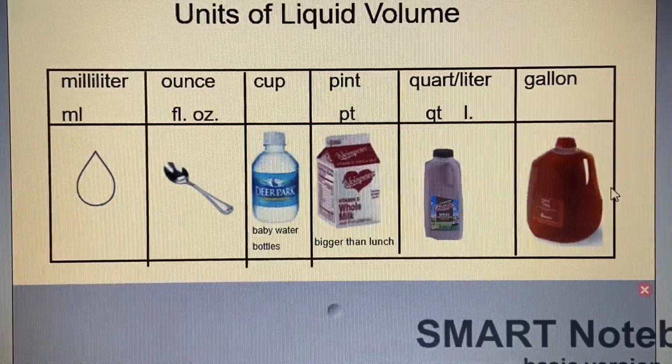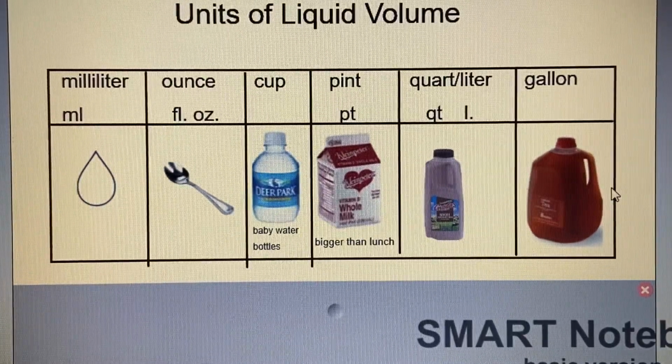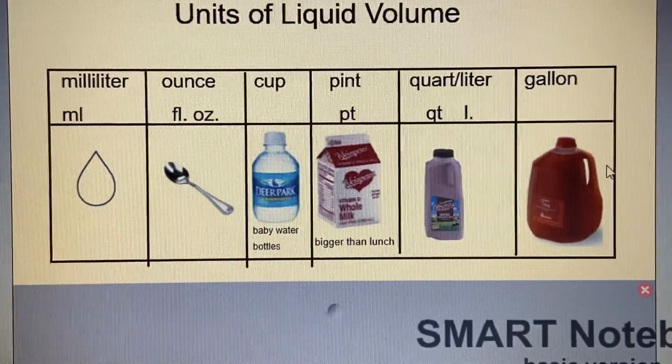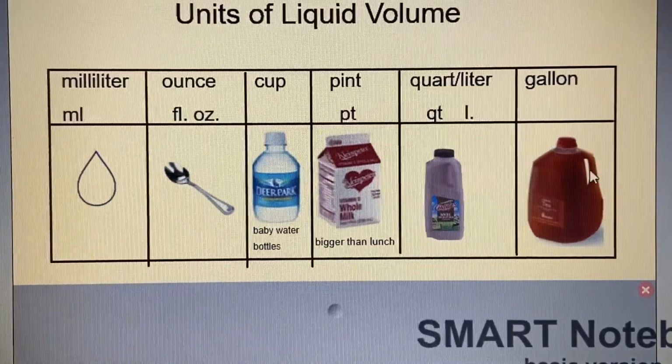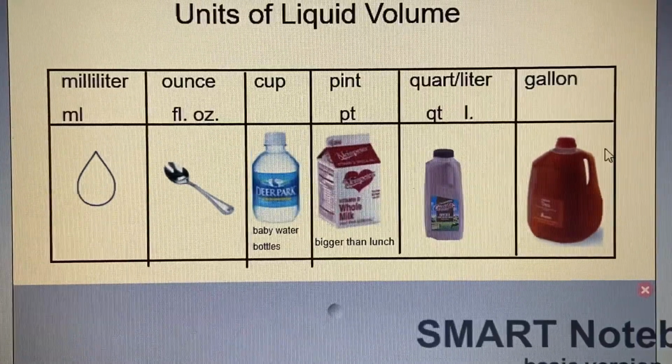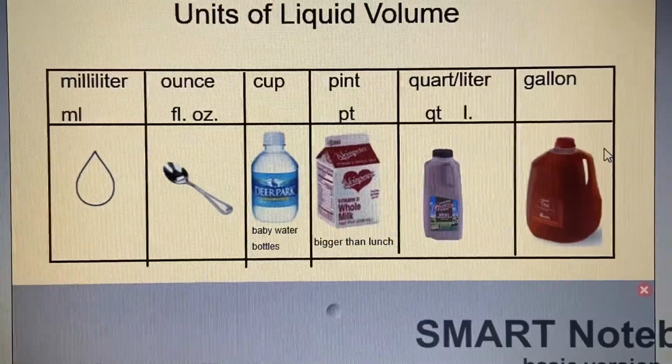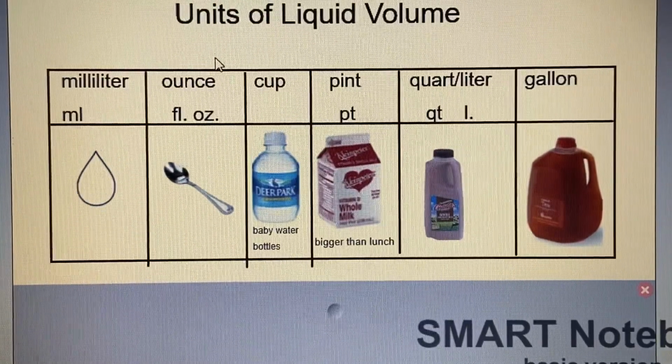Finally, the greatest of these is the gallon. That's from the customary system. And those are the big jugs of water, the big jugs of milk, or maybe lemonade or juice if you buy them at the store like that. Those are your units of liquid volume.